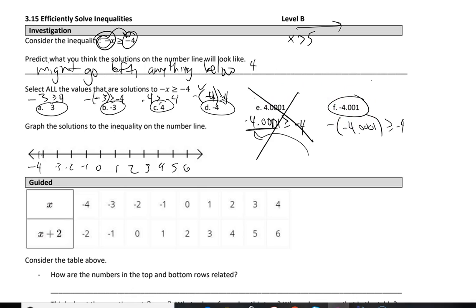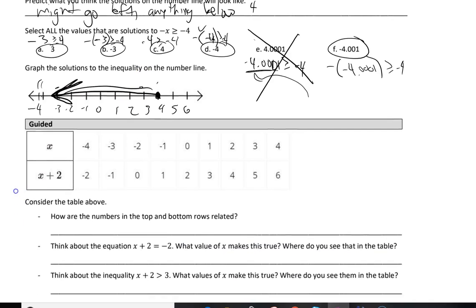So if we think about our number line, we know 3 is a solution. We know -3 is a solution. We know 4 is a solution. -4 is a solution. -4.001 is a solution. But positive 4.001 was not a solution. So that means anything 4, as we already said 4 was a solution, or lower worked. Interesting. So let's keep going and see if we can figure out why that is.